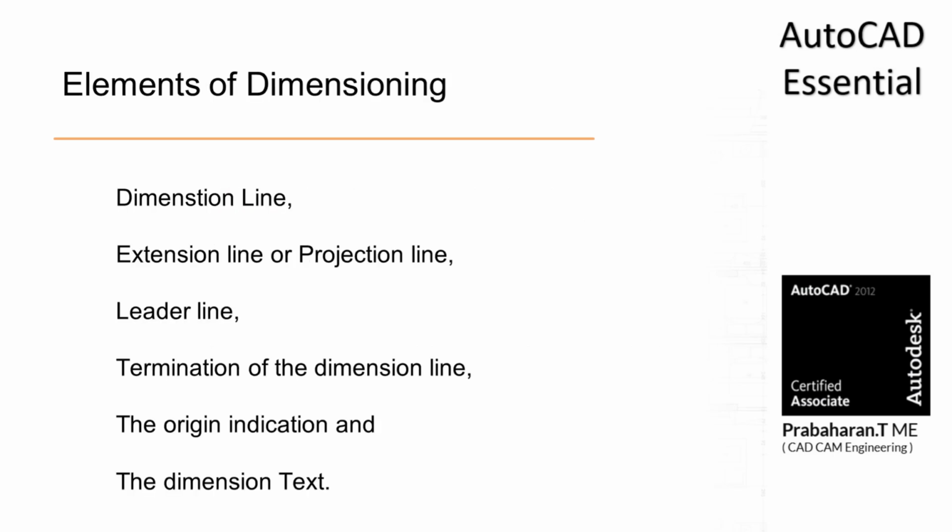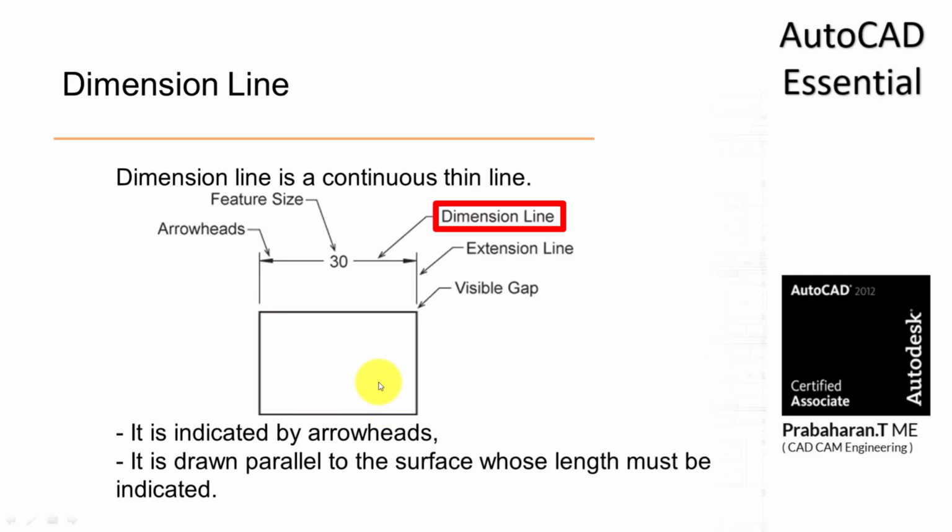Okay, so let us come to the elements used in dimensions. Dimensions should have these minimum elements. These are called dimension lines, extension lines, or sometimes projection lines, leader lines, the boundary of the dimension line, the origin of the extension line, and the dimension text. We will discuss each of these elaborately one by one. Right. So imagine this is an object called a rectangle. I'm going to give the dimension. There are two vertical lines and one horizontal line. There is a number 30 and there is an arrowhead.